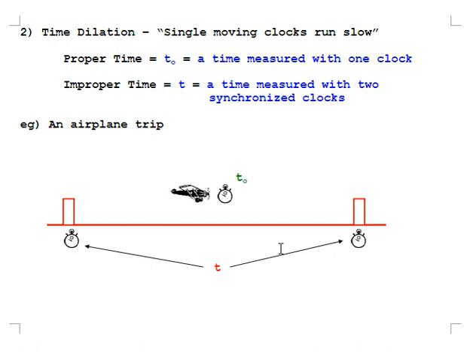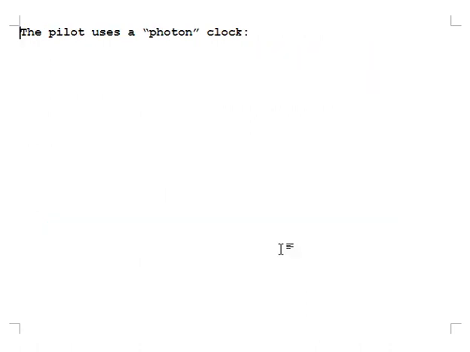You're like, what? I thought we said the trip took 30 minutes. Well, yeah, that was 30 minutes according to the people on the ground, right? They saw the plane take off at 1:30 and land at 2. But the pilot might not agree about that sort of 30-minute trip. So let me walk you through why that has to be the case.